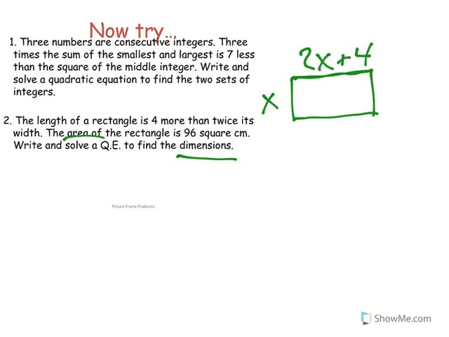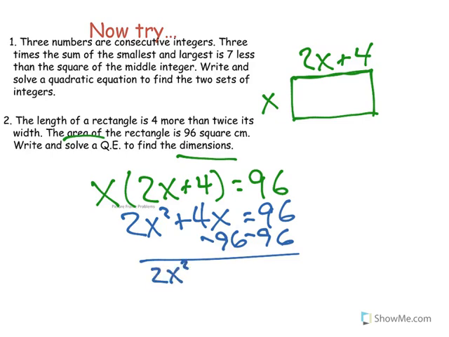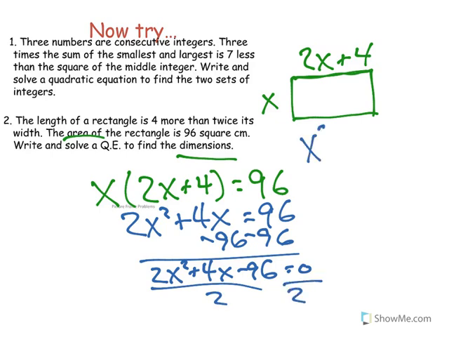Now it says the area is 96. So that means length times width equals 96. All right, so that's my quadratic. So I get 2x squared plus 4x equals 96. So 2x squared plus 4x minus 96 equals 0. Now remember, we are not going to use the 5-step method unless we absolutely have to, which in this case we do not. We're going to divide out the 2, which will give us a pretty simple quadratic equation in standard form.